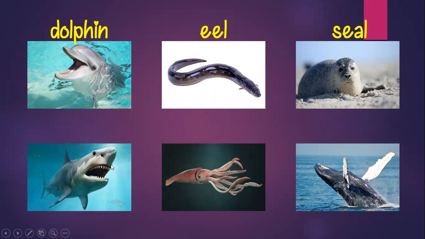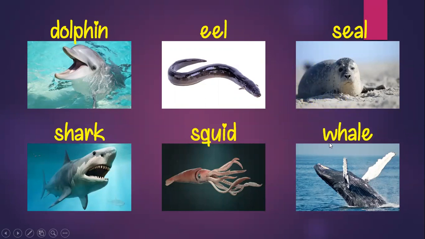In picture number 4, you could see shark. It's a shark. Now this, what is that? Well, that is a squid. Squid. And finally here you could see a whale. One more time, whale. So these animals have something in common. They live in the sea.